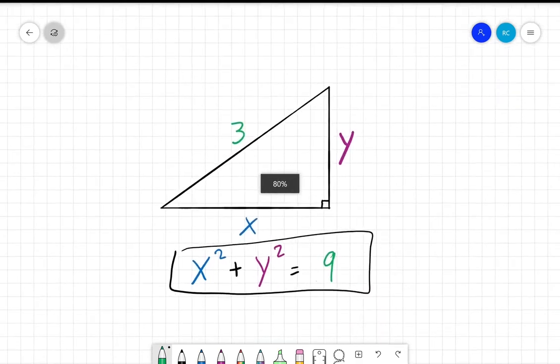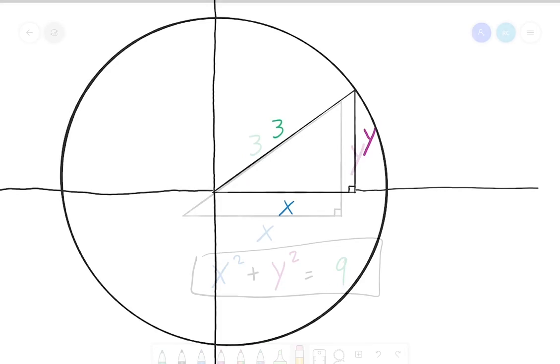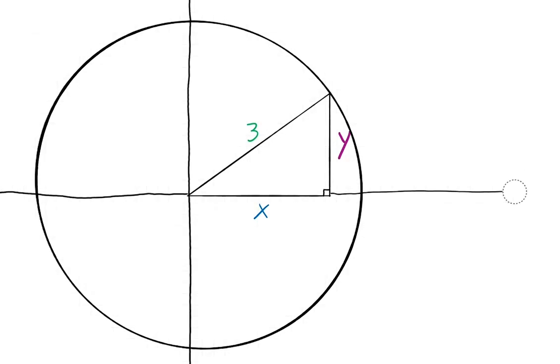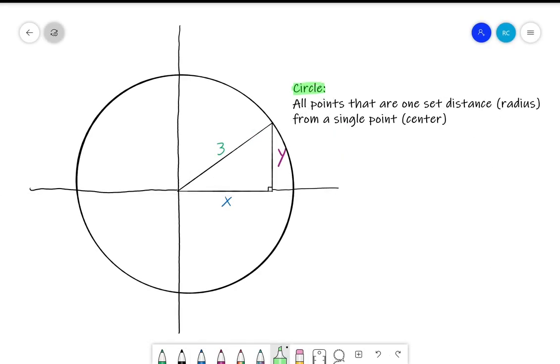Well, what if we were to take this right triangle and made the hypotenuse the radius of a circle? Now, let's remember the actual definition of a circle. Remember that the definition of a circle mathematically is all points that are one set radius from the center, which means that if I were to choose another point out on the edge of the circle, that radius would also be 3.